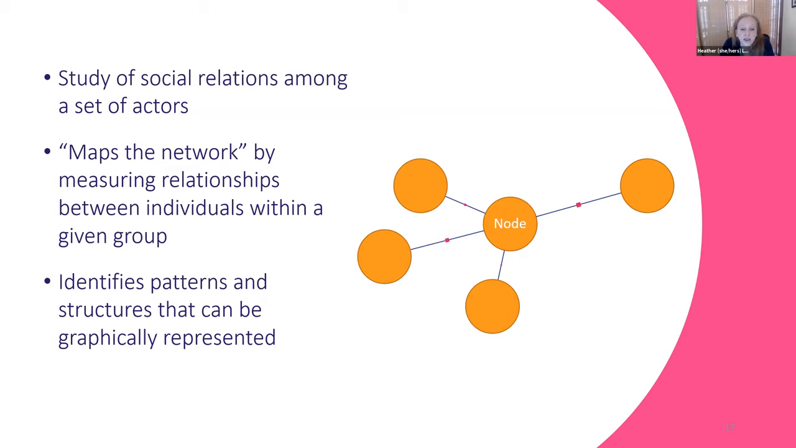So as I show you the network maps on the following slides, the thing to keep in mind is that each dot, which in social network lingo is called a node, represents an individual or organization within the assessment for learning network. Two I show you will be individuals, one will be organizations. The lines between those nodes or dots represent relationships between those individuals or organizations.